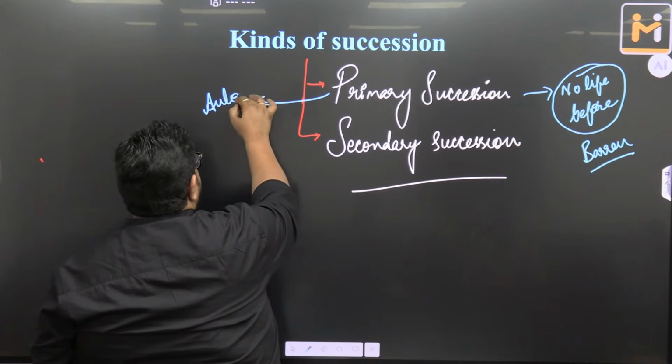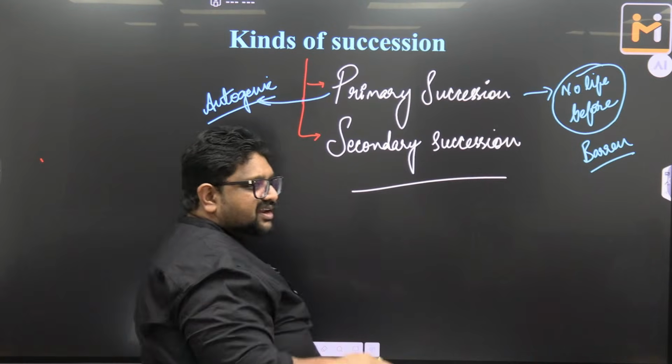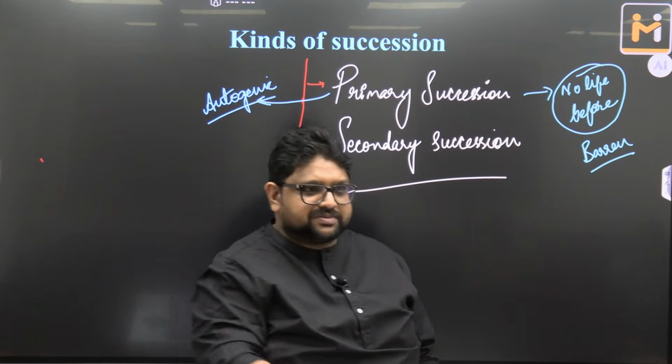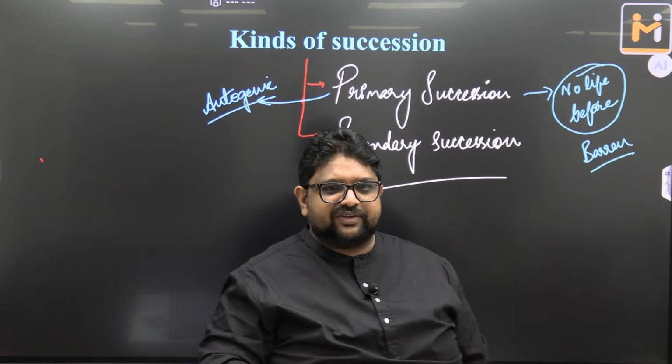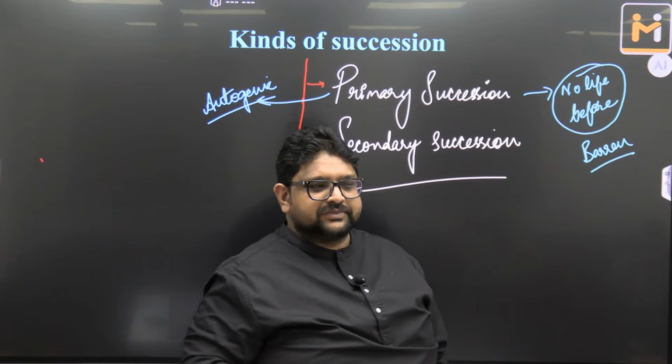And this primary succession is autogenic. Autogenic means it happens because of factors which are internal. The plant's own biomass falls down and the soil improves. It happens because of the soil factors and others. Okay, internal factors.